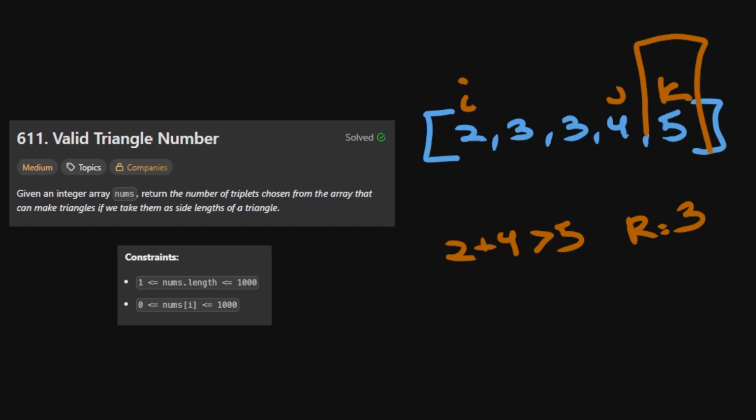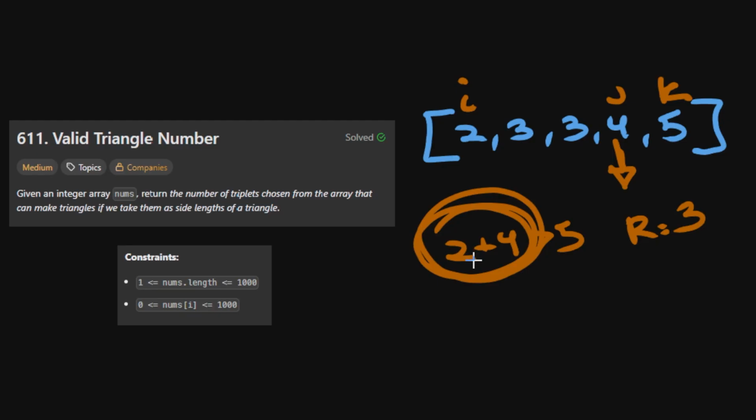So k is fixed here in the last index. And now the question is, should we move i one step to the right or j one step to the left? Let's see what happens here. If we decide to move j, we are decreasing this part of the formula. And if we decide to move i one step to the right, we are increasing this part of the formula.